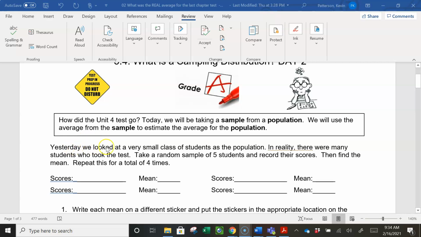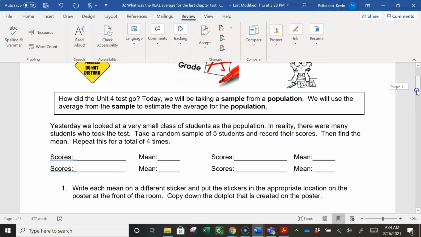Okay, so in our last activity, we looked at a very small class of students as our population. Remember, there was only 4 students in the class. In reality, there's many more people that are in the class. So what we want to do is take a random sample of 5 students and record their scores. Then we're going to find the mean, and we're going to repeat this for a total of 4 times.